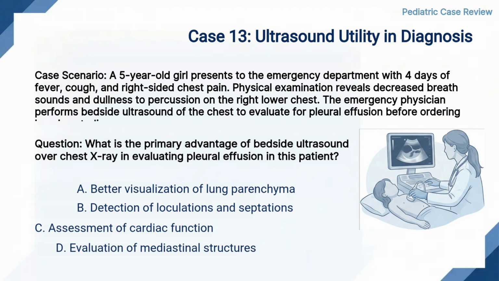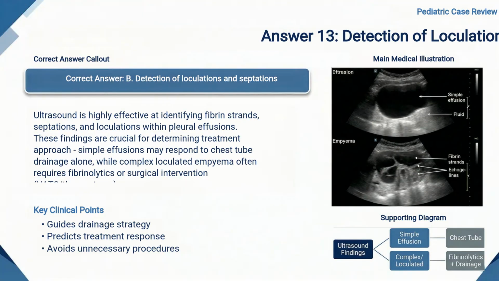Option A, better visualization of lung parenchyma. Option B, detection of loculations and septations. Option C, assessment of cardiac function. Option D, evaluation of mediastinal structures. The correct answer is option B, detection of loculations and septations.